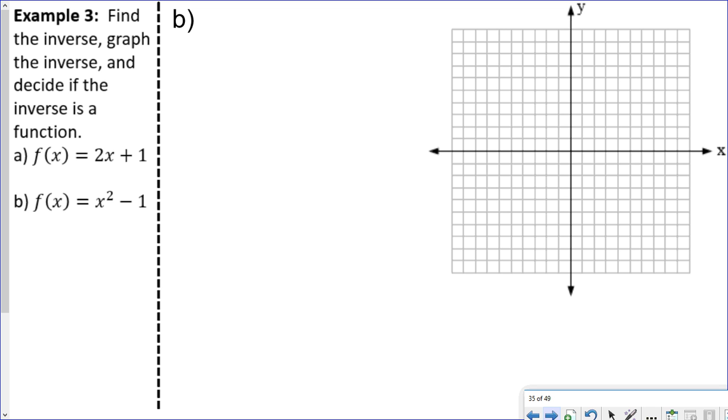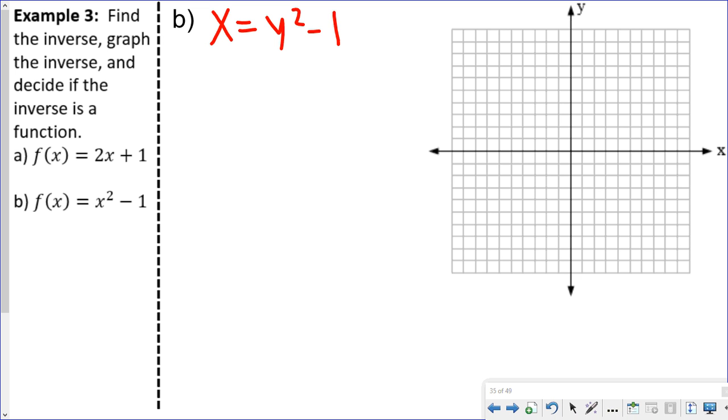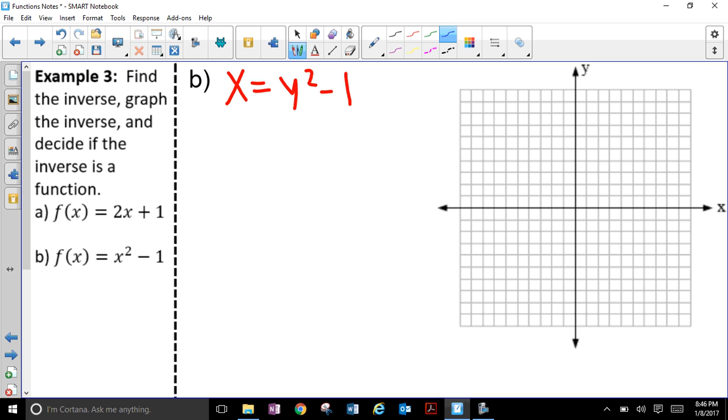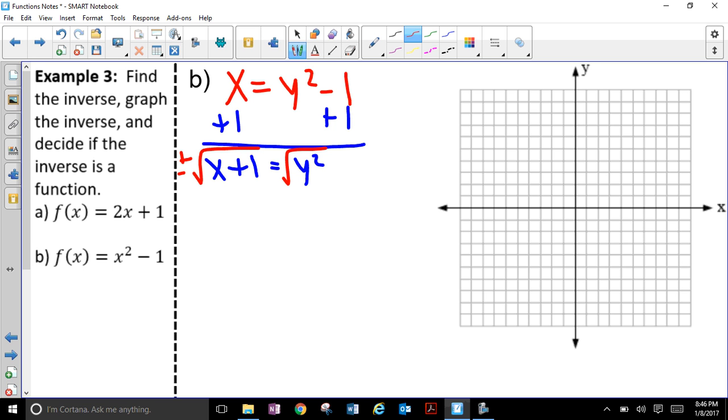All right, so you should have switched x and y, so this would now say x equals y squared minus 1. Then you should have added 1. So x plus 1 equals y squared. Then square root, which means we're going to have a plus minus situation. So y equals plus minus radical x plus 1 is what you have.